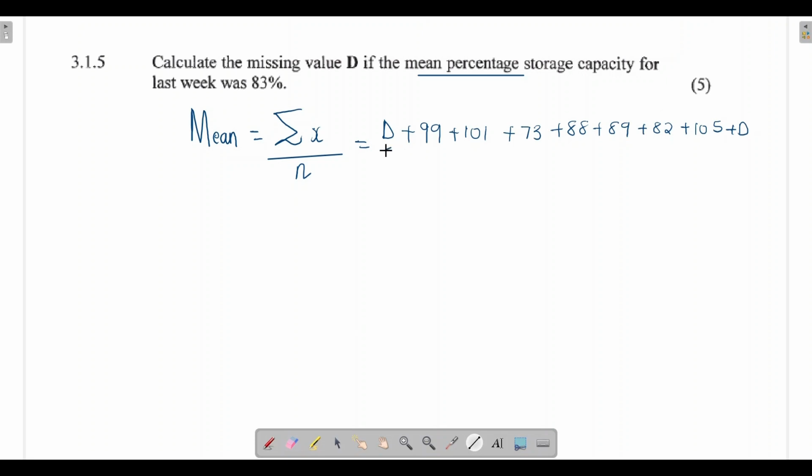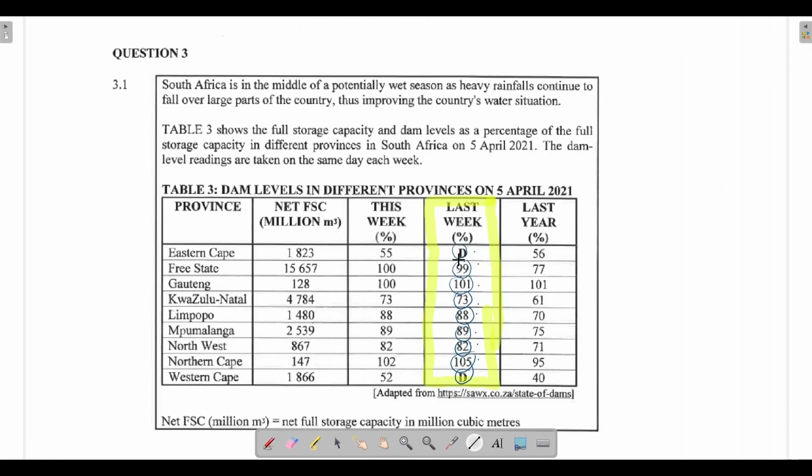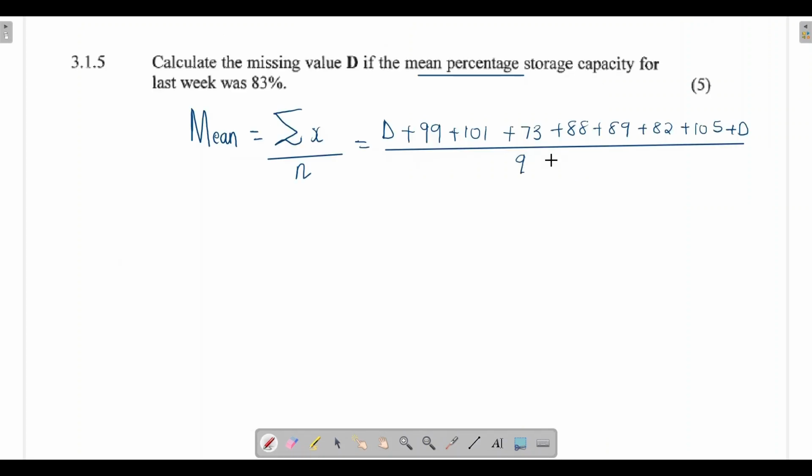And we need to divide it by the total number of values in the data set. So how many values do we have in this data set? We've got 1, 2, 3, 4, 5, 6, 7, 8, 9. So that is how we're going to calculate our d. But we are also told that the mean for last week was 83%.